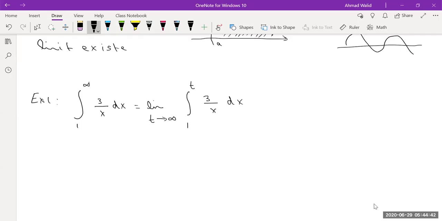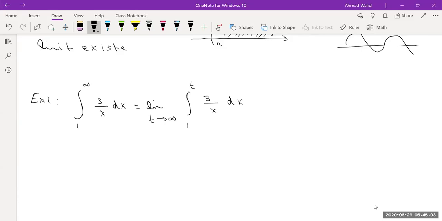Keep your limit. Please write your limit in every single step. Hopefully your calculus 1 professor told you to keep the limit sign until you plug in the value of the limit, right? You have to write it in every single step, correct?